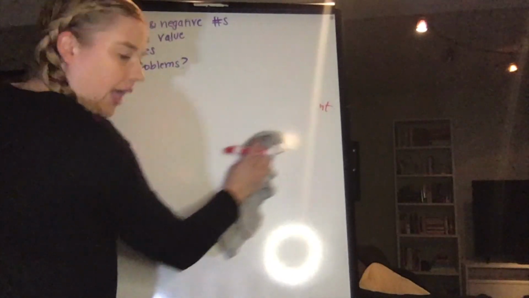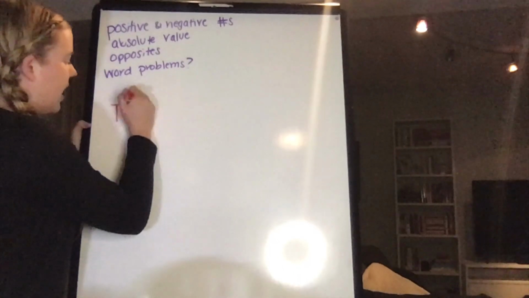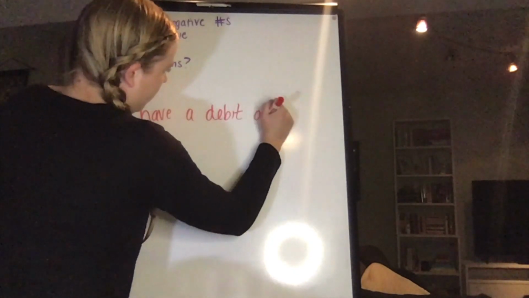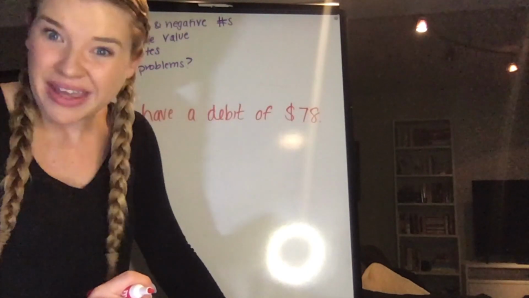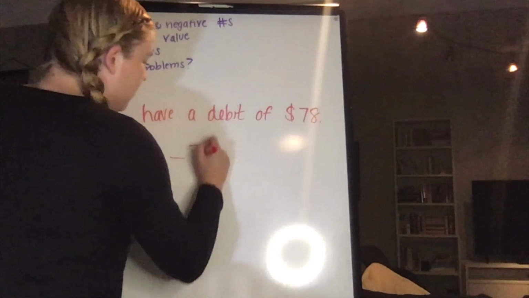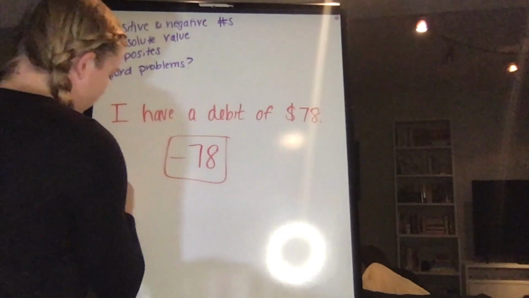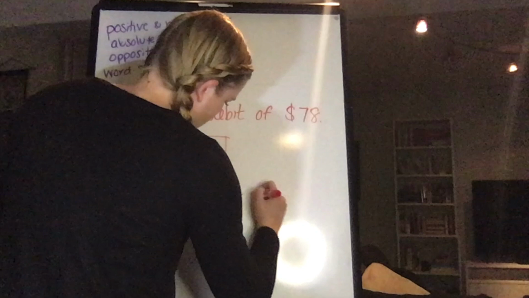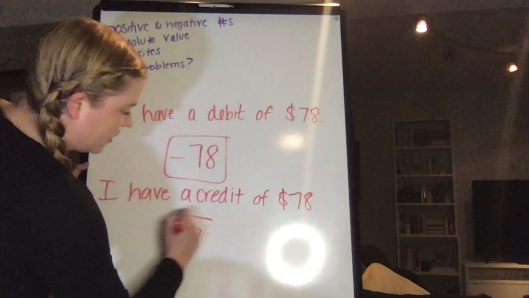Okay, so if I told you that I have a debit of $78, and I asked you to write that as an integer. A debit is negative, okay? So that would be negative 78. Got it? If I said I have a credit of $78, that would be positive 78.